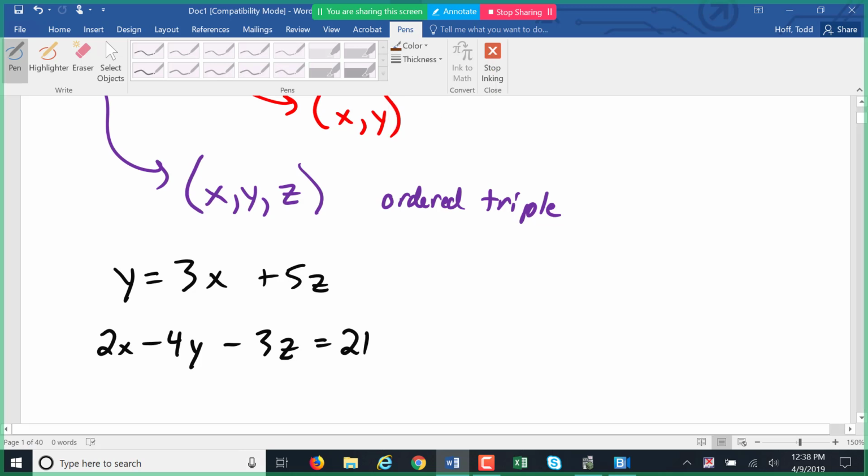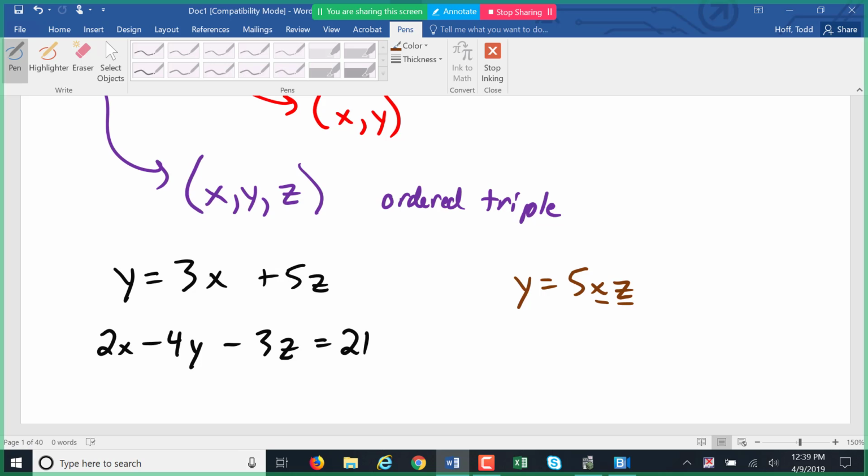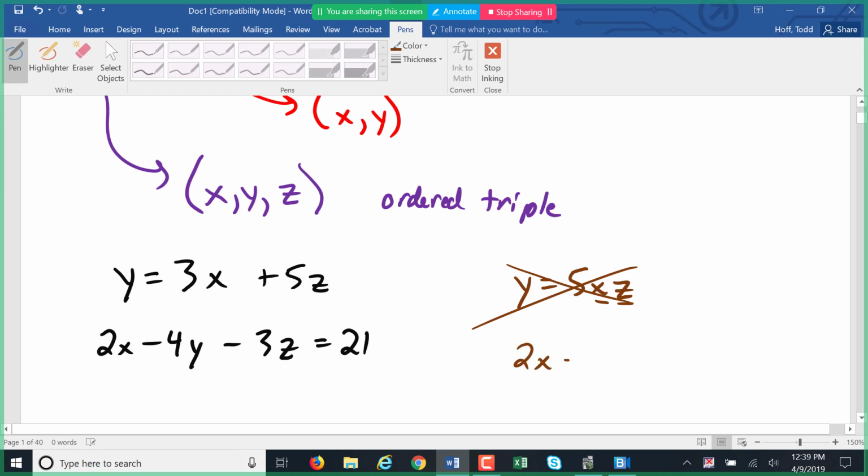Ones that would not be might look like this. y equals 5xz. That is not a linear equation because you can see the x and the z are multiplied together, which would require us, as we try to isolate them, to divide by either x or z, and that would not be acceptable. (2x minus 5y plus 3z) squared equals 18. Of course, there's a z squared there. That's not going to be a linear equation.